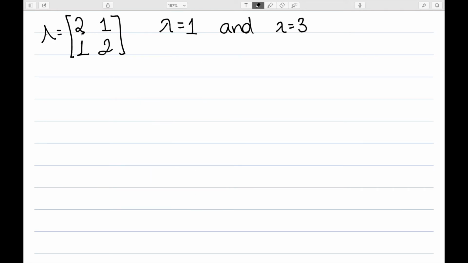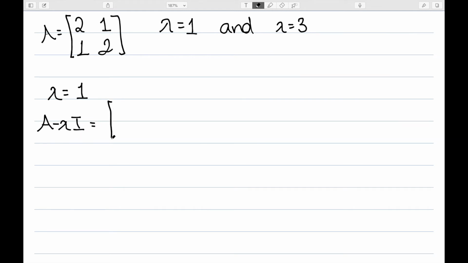Here I have my matrix A, which is 2, 1, 1, 2, and I know my two eigenvalues are 1 and 3. And I want to find the corresponding eigenvectors. So I'm going to start with 1. We need A minus lambda I.